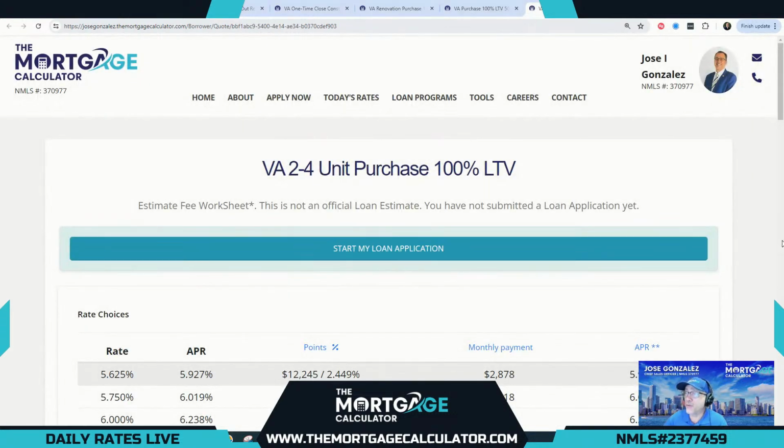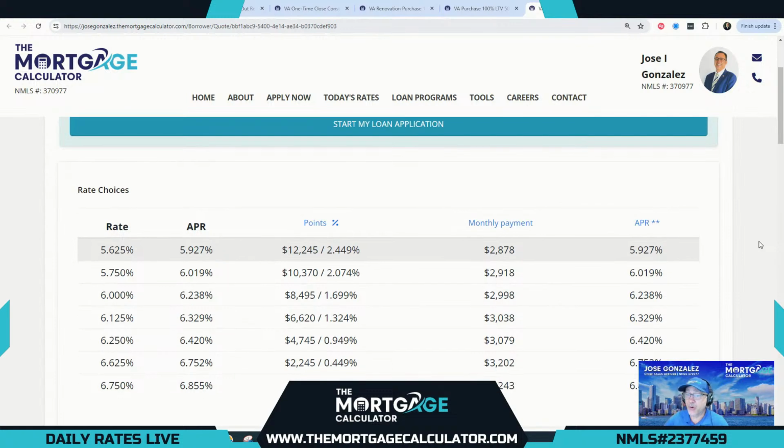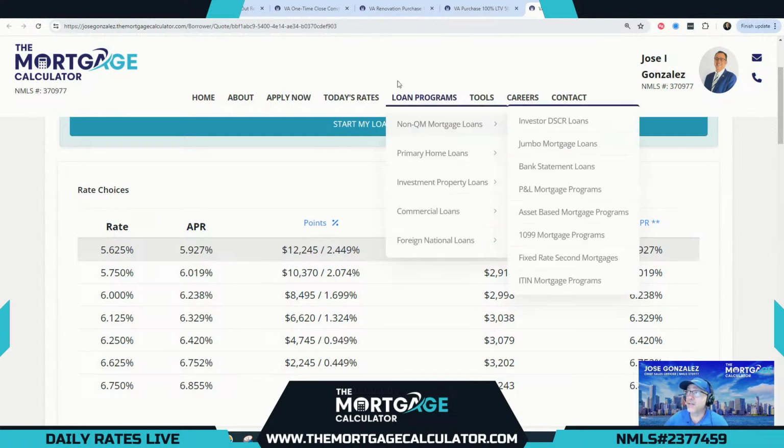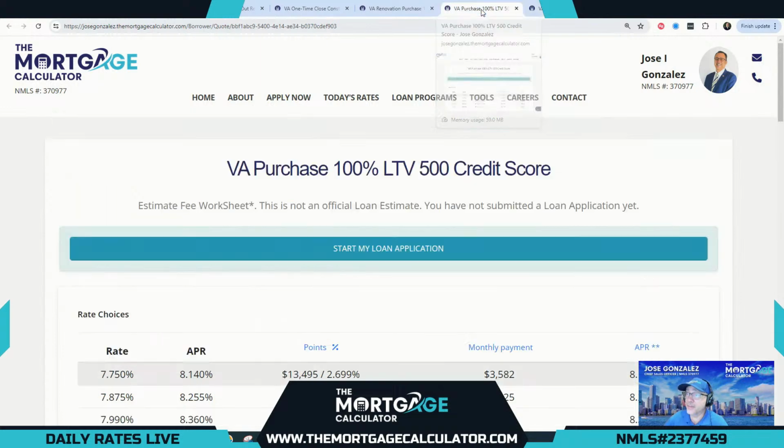Now our 2 to 4 unit purchase. I priced it out for a 4 unit. Great news is there is never a loan level price adjustment for going 2 to 4 units. Same rates that you saw on our 1 unit: 6.75 lowest cost option, 5.625 lowest rate option.